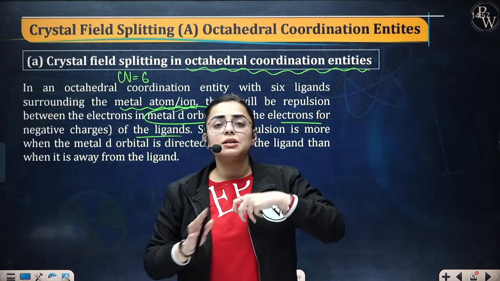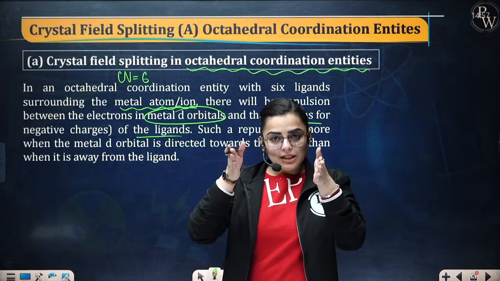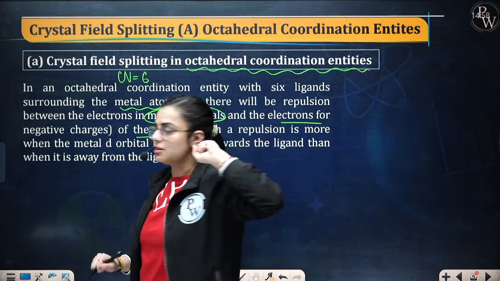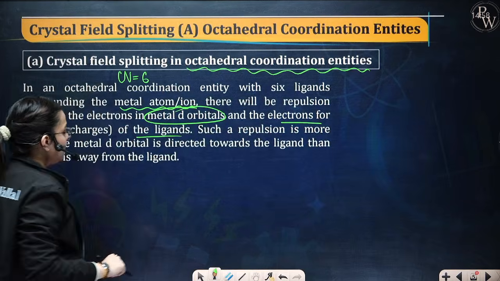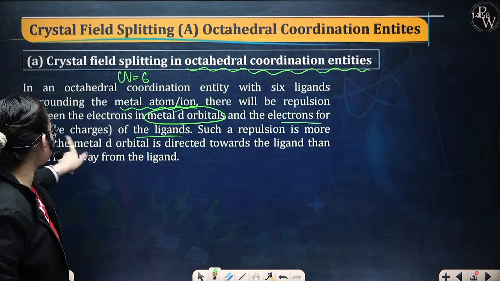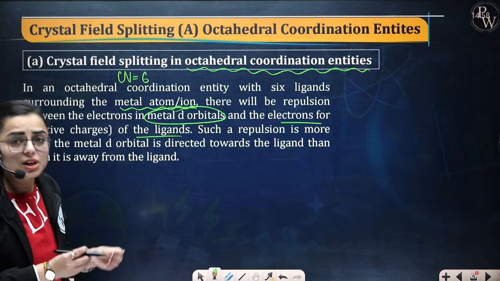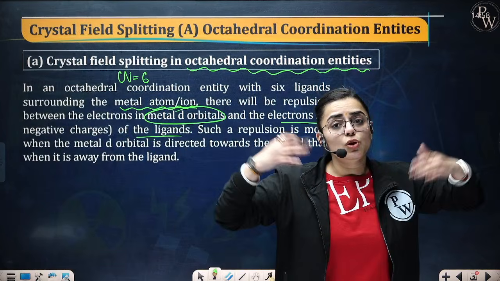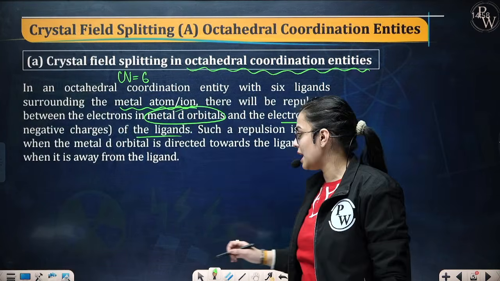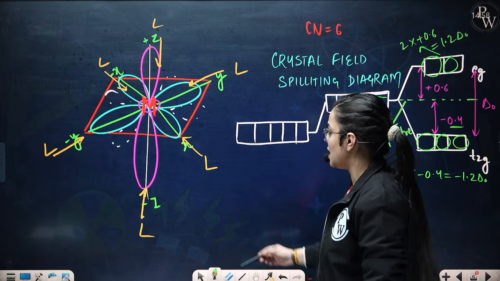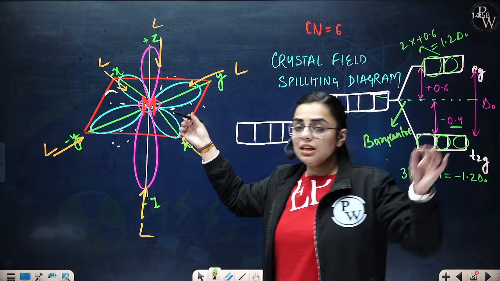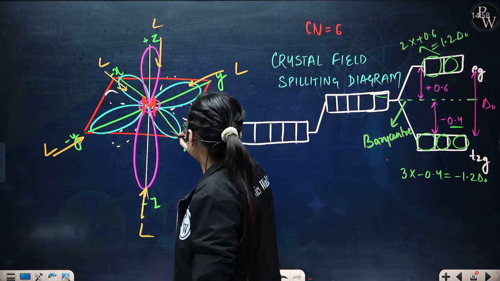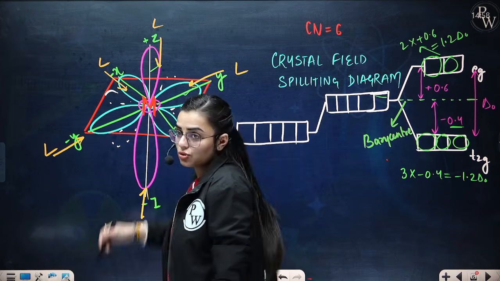There came repulsion between the electrons of the central metal atom and the electrons of the ligands. Great. Such a repulsion is more when the metal d orbital is directed towards the ligand. The orbitals in the direction from which the ligands are approaching the central metal atom will face more repulsion in comparison to the others, which I have already shown you with the help of the diagram. These orbitals in which the ligands are approaching will show more repulsion. This one, dx square-y square and dz square.